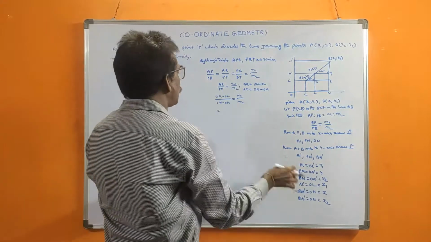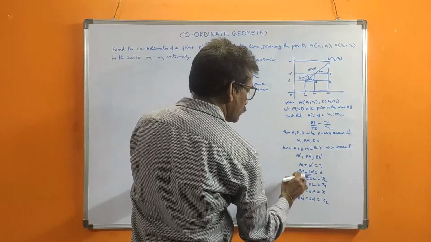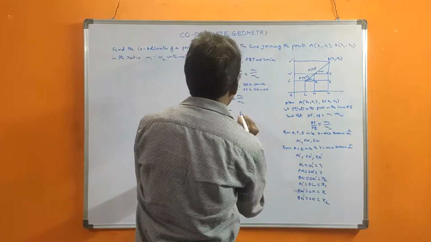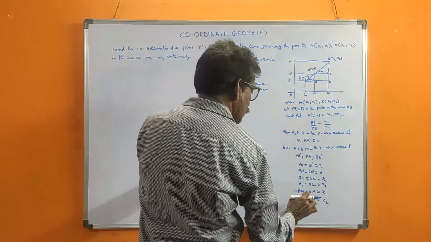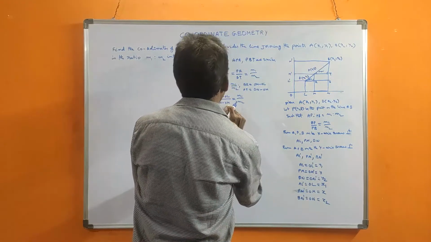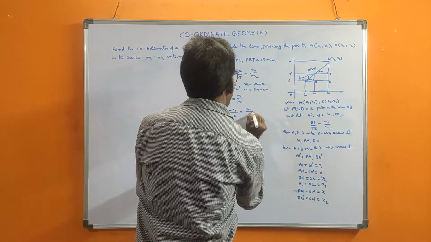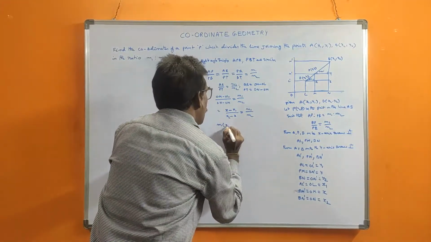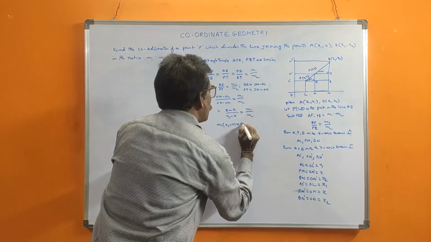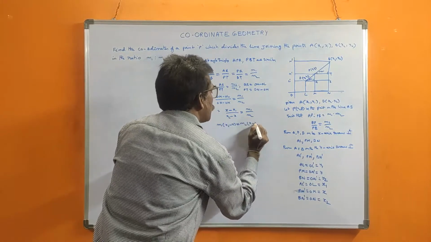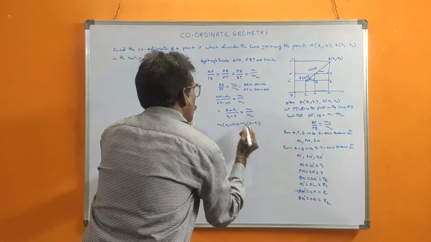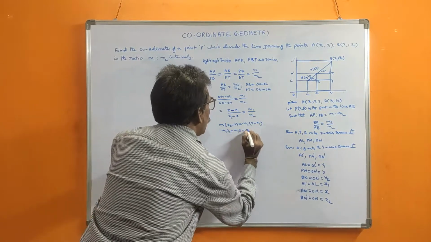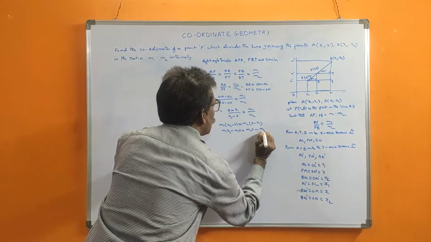Okay, now you have these values. See, OM is x, so first we wrote OM minus OL, that is x minus x1, by ON minus OM, that is x2 minus x. This is M1 by M2. Now cross multiply. M1 into (x2 minus x) is equal to M2 into (x minus x1). Cross multiplication. Now you expand. M1x2 minus M1x is equal to M2x minus M2x1.